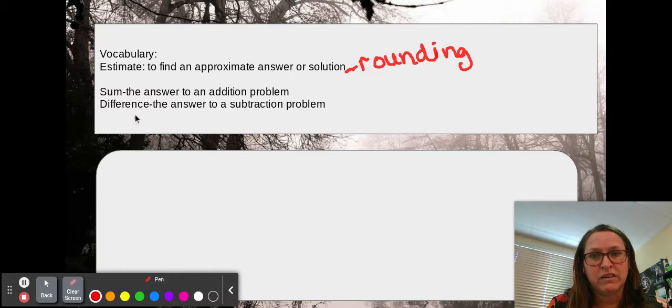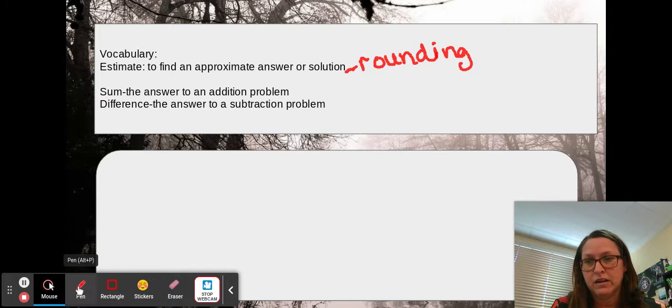Also, just a reminder, a sum is the answer to an addition problem and a difference is the answer to a subtraction problem.